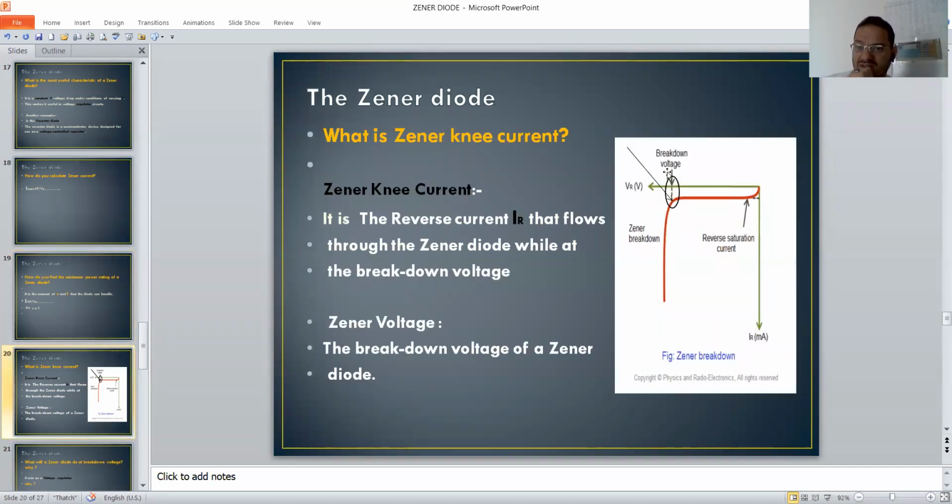What is the Zener current? Simply this small reverse current on this curve, starting until across the breakdown voltage. It is the reverse current that flows through the Zener diode while at the breakdown voltage. That means here at the Zener knee, the breakdown voltage is very important, because until this amount of voltage we are dealing with a negligible amount of current. Zener voltage is the breakdown voltage of a Zener diode.